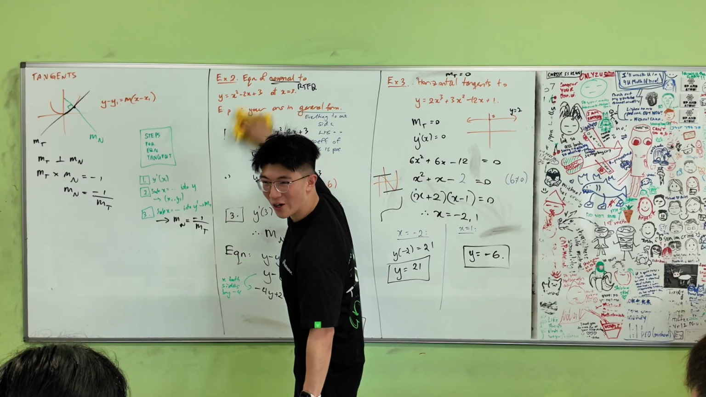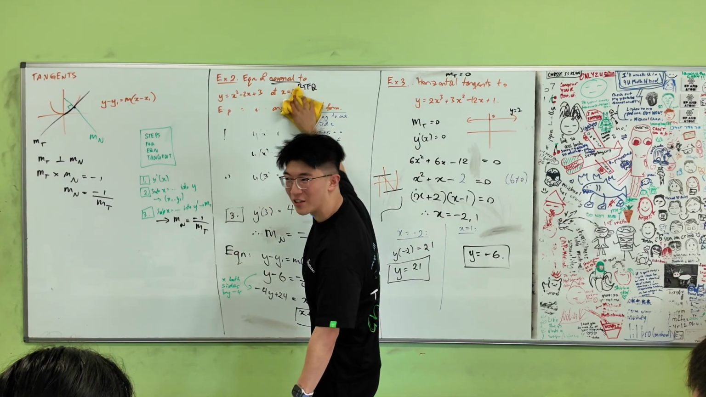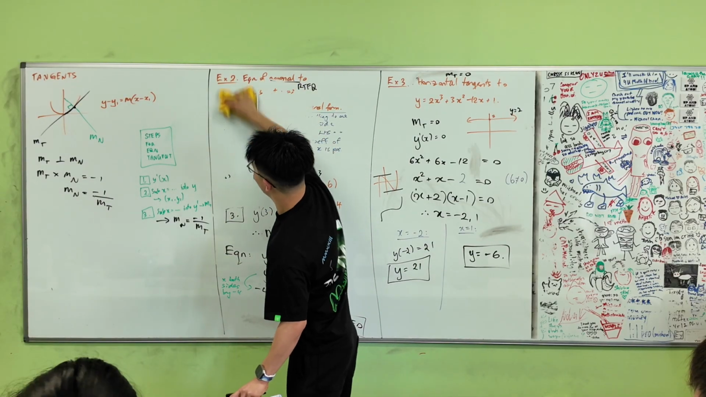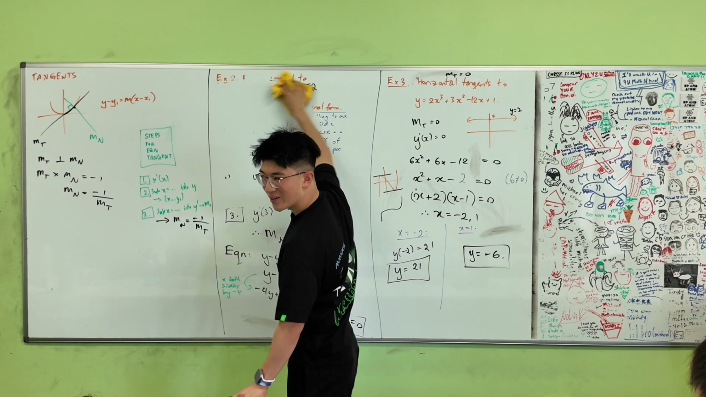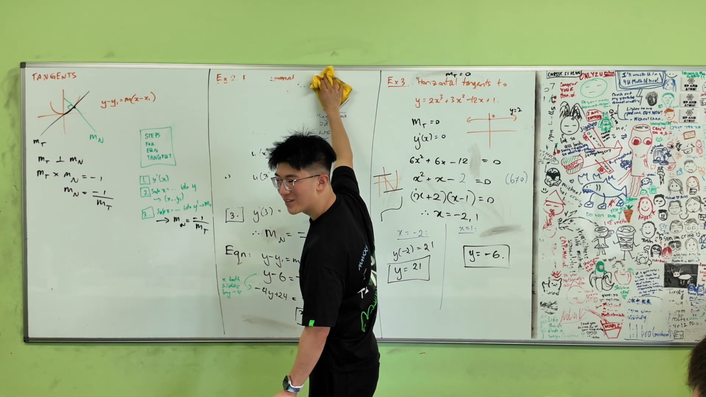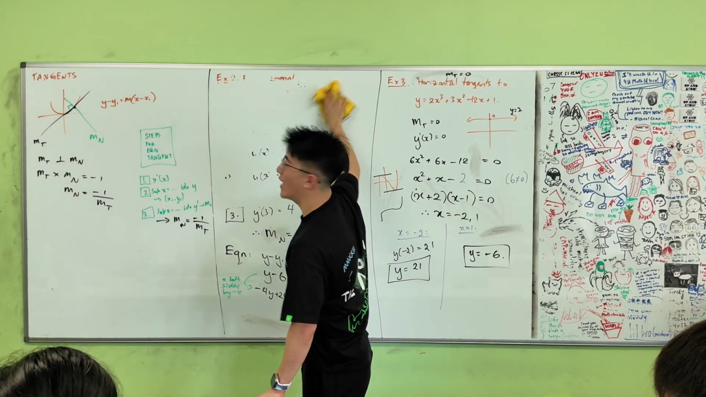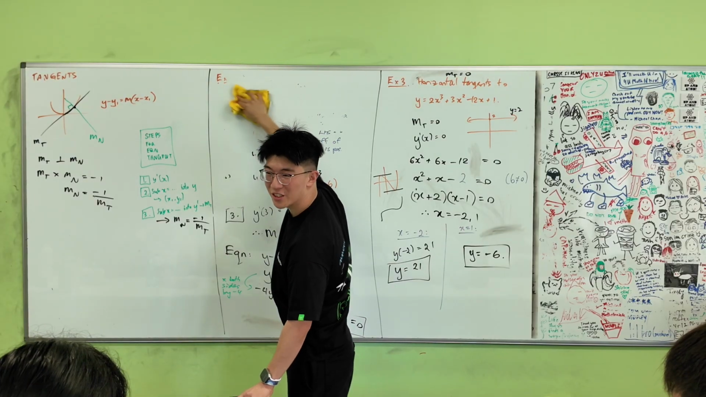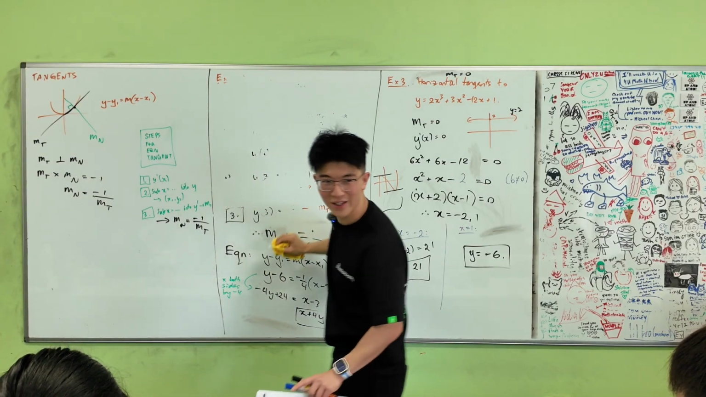All right. You guys told me earlier that the tangent is a line that touches the graph at how many points? One point. A tangent is a line that touches the graph at one point. That's what you guys said, right?